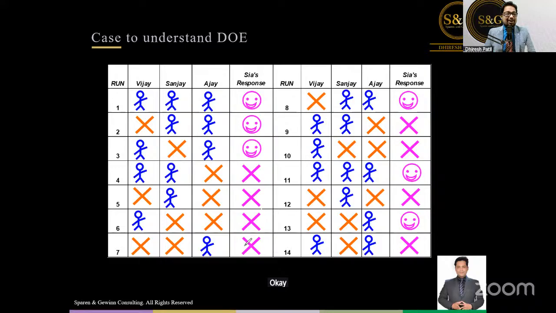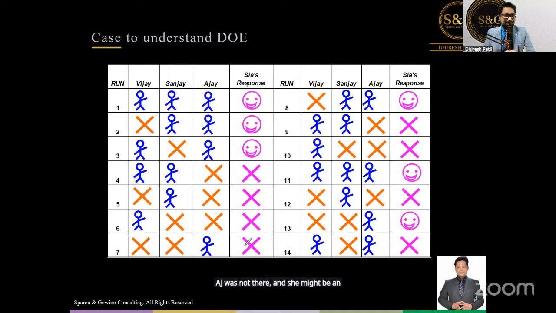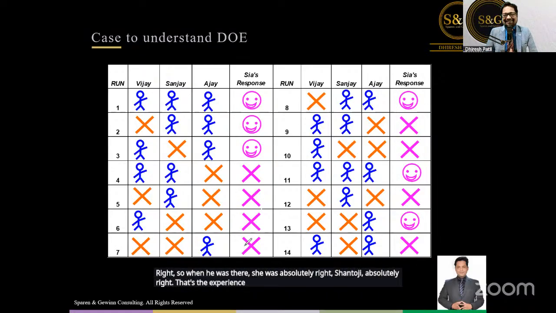Okay, she got angry on Ajay. Wow, Santosh ji, amazing. Santosh ji is saying she got angry because he might not be there for the last 3 days. So she might be angry. That's absolutely right. Can you see here? On the 4th, 5th and 6th day, Ajay was not there and she might be angry at Ajay. Why are you not there? I'm coming for you, I'm standing in the gallery for you at the same time and you're not there. So she was absolutely right, Santosh ji. Absolutely. That's the experience, by the way.